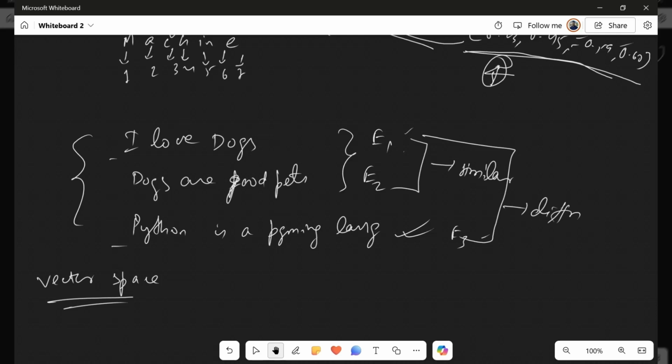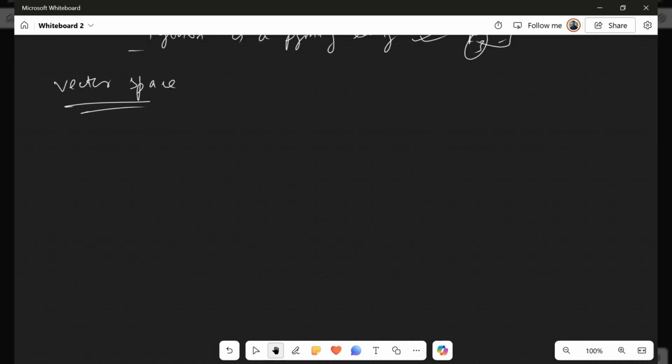So for that, we have to calculate some similarity score between e1, e2 and e3. The similarity score has to be high between e1 and e2, and it has to be low between e1 and e3. So what are the different methods to calculate the similarity between them? To calculate the similarity score, first is Euclidean distance.